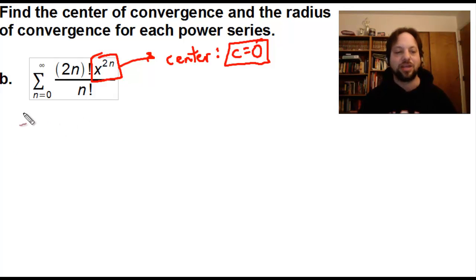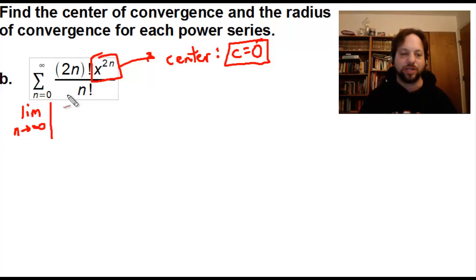But if we take a look at the radius of convergence, this is where the good times are to be had. We're going to go ahead and do our limiting process, and let's do the ratio test.